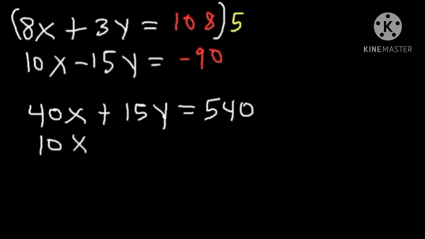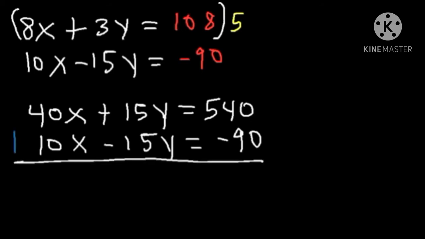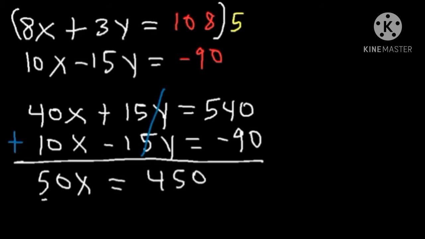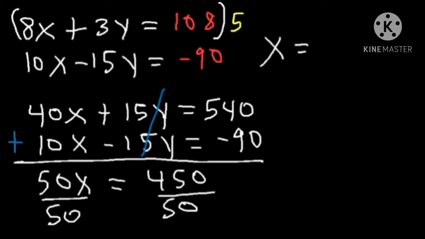And let's rewrite the second equation right below the first equation. Let's add them. So these two cancel. 40x plus 10x is 50x, and 540 minus 90 is 450. So now let's divide both sides by 50. What is 450 divided by 50? Well, first you can cancel a 0. So 45 divided by 5 is 9. And so that's the value of x.